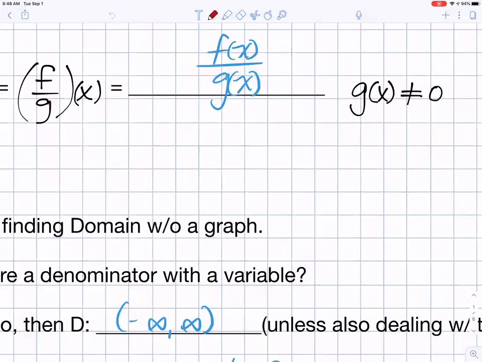Zero in the denominator, sorry, I interrupted you. It's undefined. Why is it undefined? Oh man, if we had time, I would go into it, but you don't need to know it for your test.